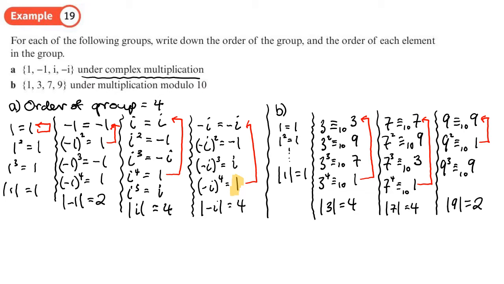So before we go on, let's have a look at the order of these elements. In question A, the order of the group was 4, and the order of the elements was either 1, 2, or 4. They all divide 4. In part B, the order of the group was 4, and the order of the elements also divided 4, so 1, 2, or 4.